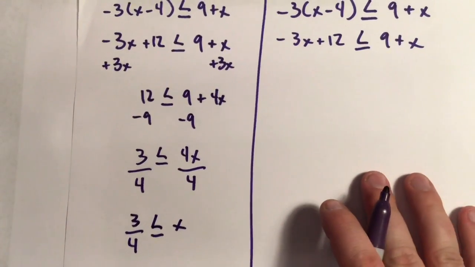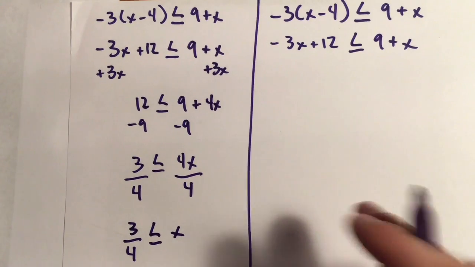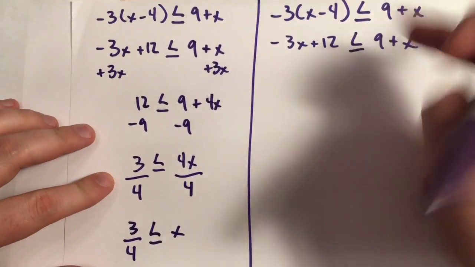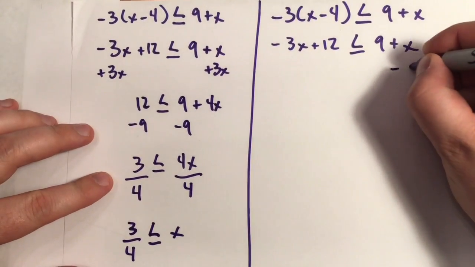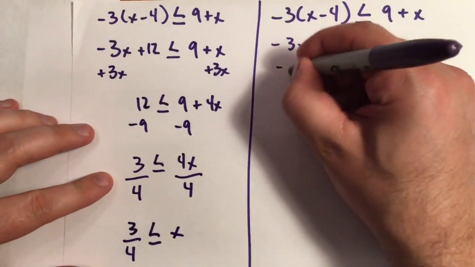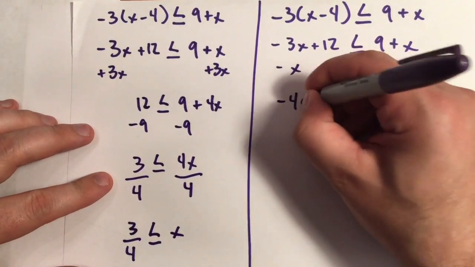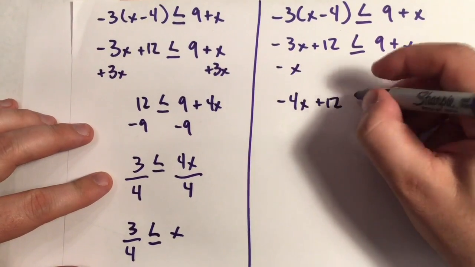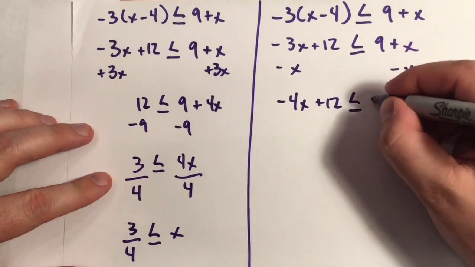Okay, whoops, there you go, now I can see it. So there's one of them. So I'm going to do the same thing here, but this time I move my x's to this side. So I'm going to start by subtracting x, so I have negative 4x plus 12 is less than or equal to 9.